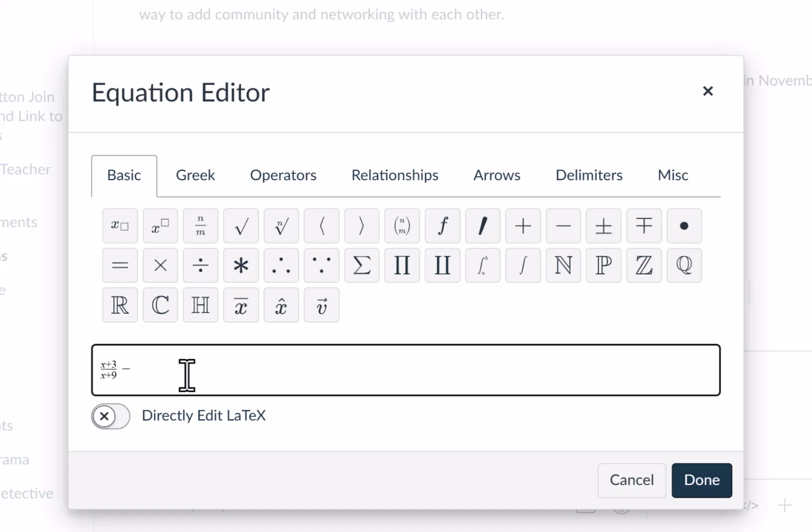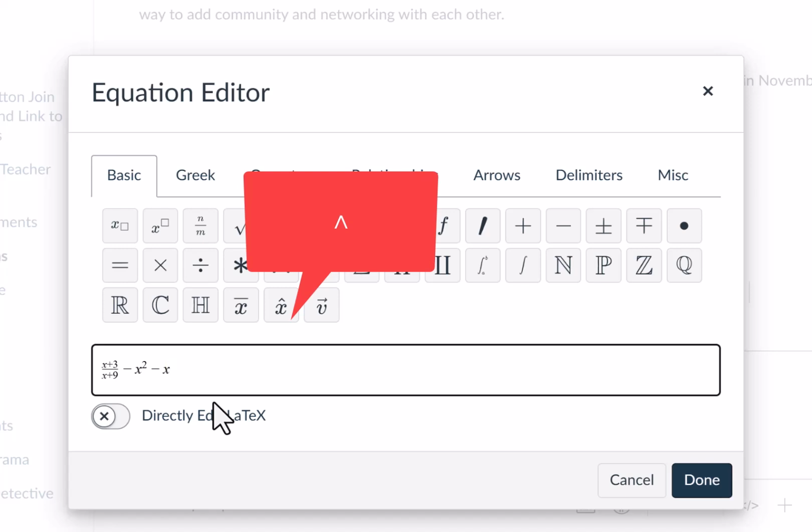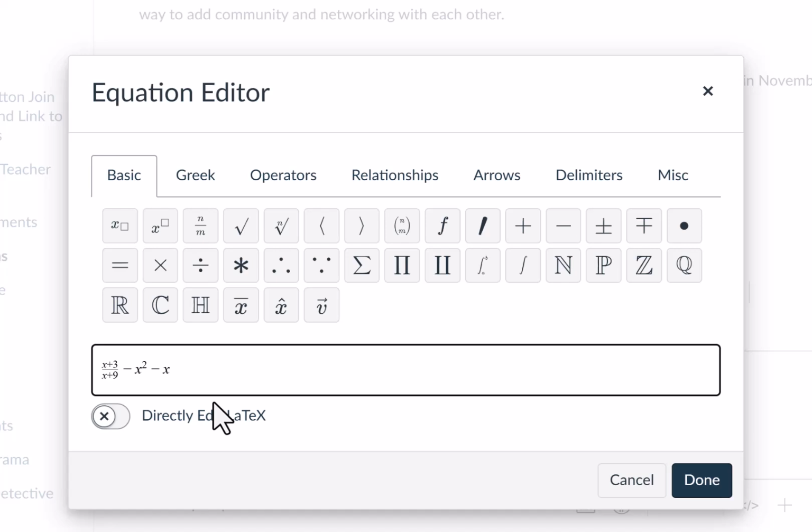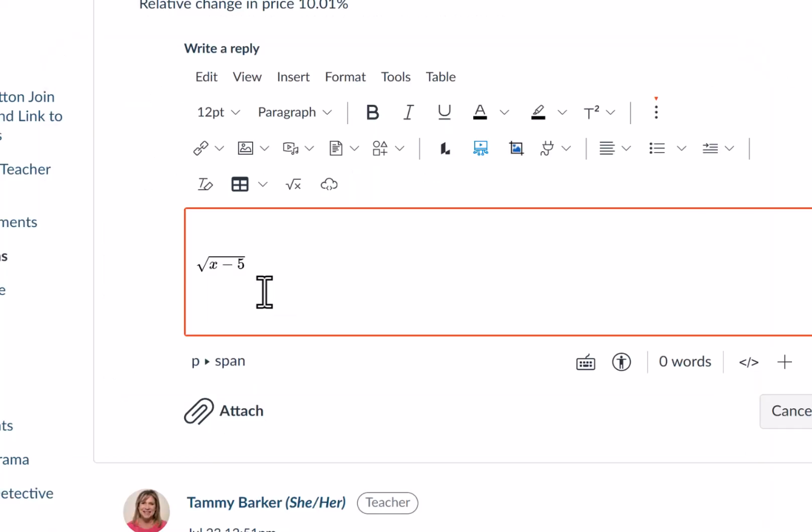Maybe I want to say minus x squared. To do x squared, I could use this exponent key and put a 2, then click out. Or I can hit X, and then I can hit the caret up arrow, which is Shift 6, and it also will go up to the exponent. Let's put in an 8, and then again I click the arrow over to get out of it.